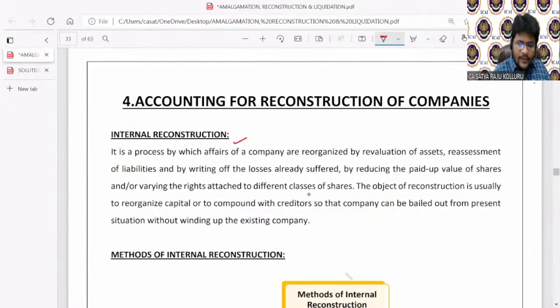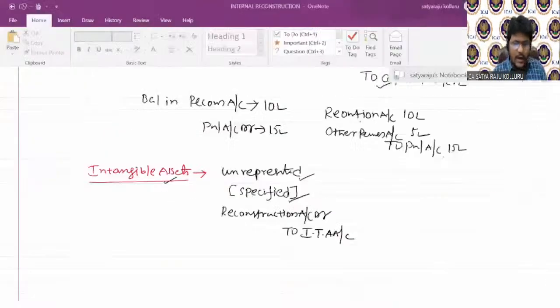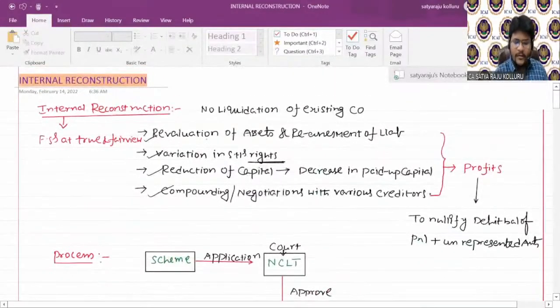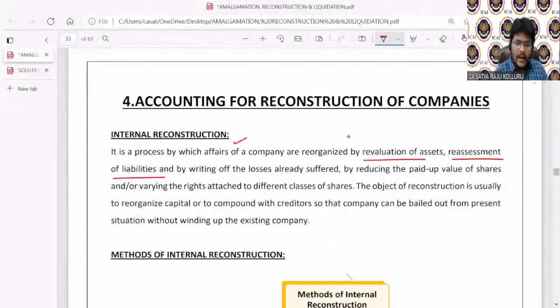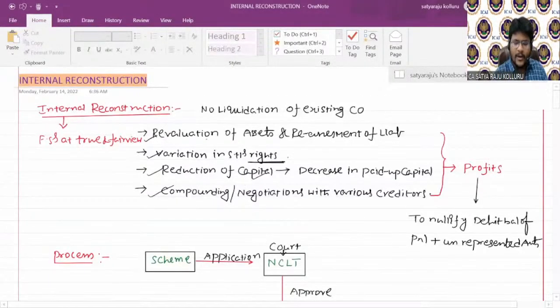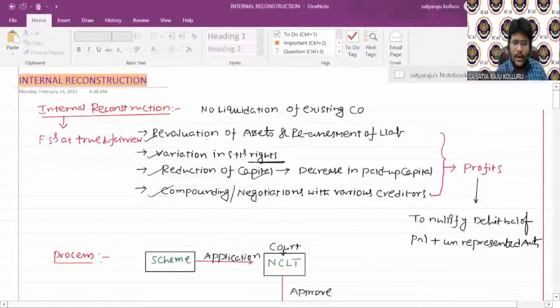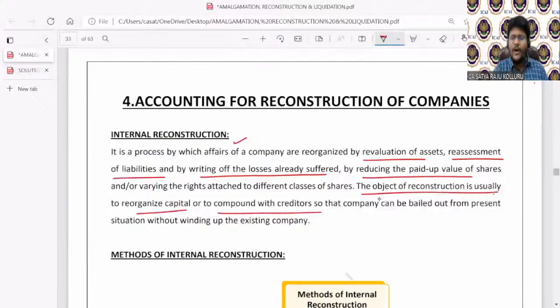Internal reconstruction is a process by which the affairs of the company are reorganized by revaluation of assets and reassessment of liabilities. Yes, both happen. We already discussed that during the process of internal reconstruction, the same things occur: revaluation of assets and reassessment of liabilities, and writing off losses already suffered, by reducing the paid up value of the shares. Yes, reduction of capital is also possible. The objective of reconstruction is usually to reorganize the capital or to compound with creditors. Yes, we are making compounding or negotiations with various creditors as well. All such activities form part of internal reconstruction.